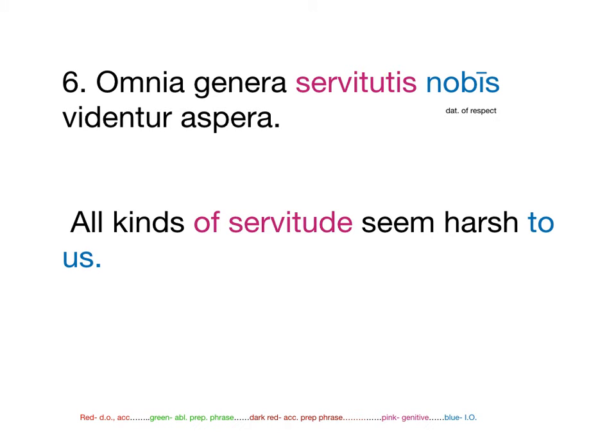So remember, videor, videri, etc. can be to be seen. But what's often better for videor, videri, the passive version of video, videre, is just seem. If you think about it, to be seen is almost the same as the word seem. It's just that seem is just one word, so you might want to just go with that one. All kinds of servitude seem harsh to us. Seem harsh to us. Aspera.